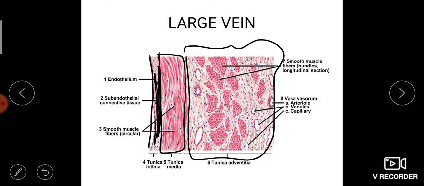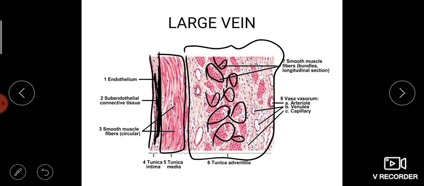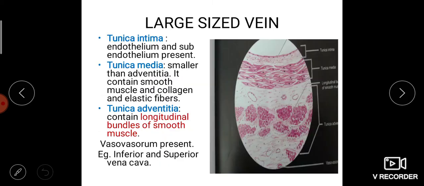So, in tunica adventitia, what we can see is bundles of smooth muscles, arranged in a longitudinal fashion. And this area also consists of vasa vasorum. This is the vasa vasorum. Okay, so that's about the large vein.